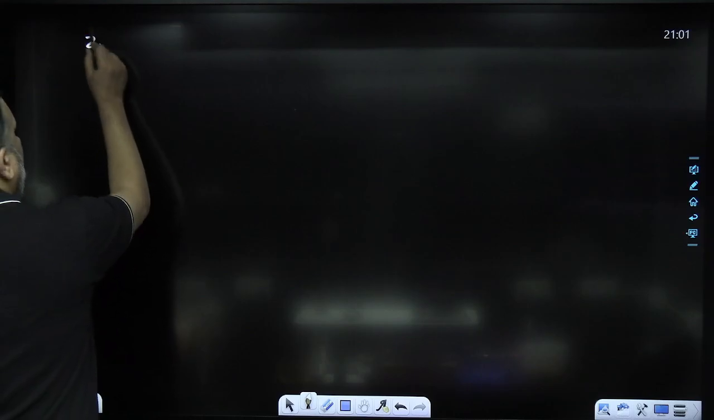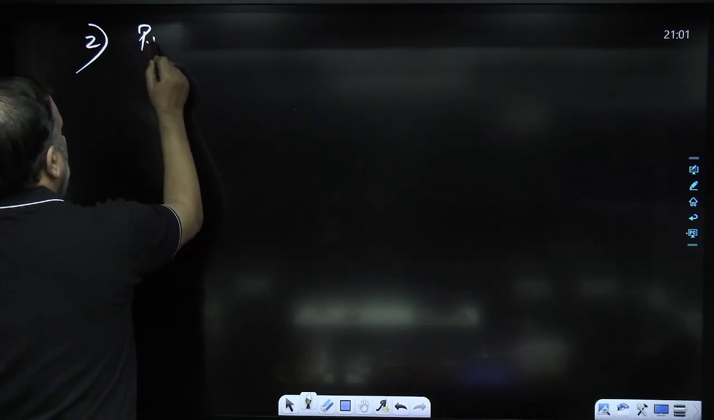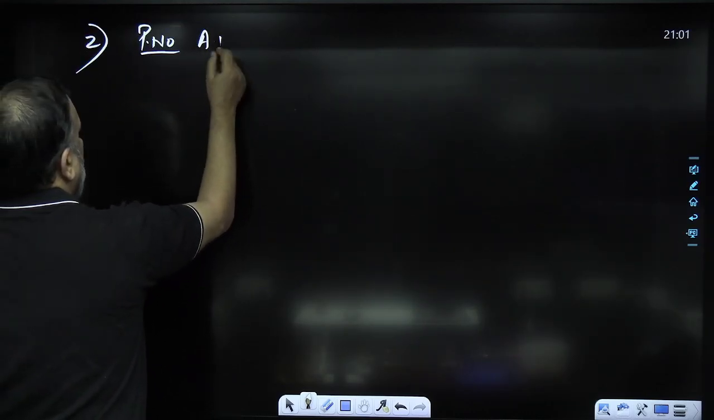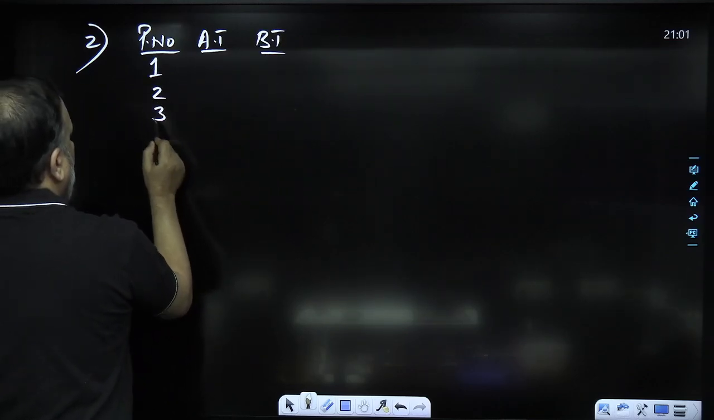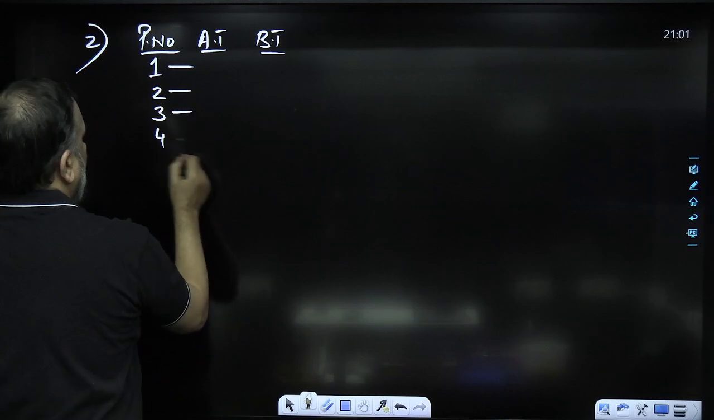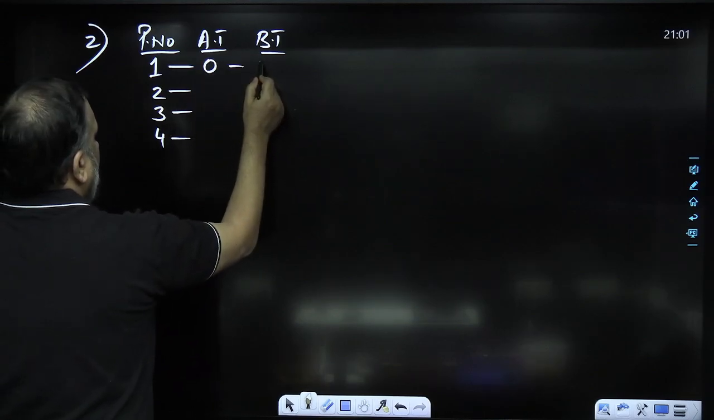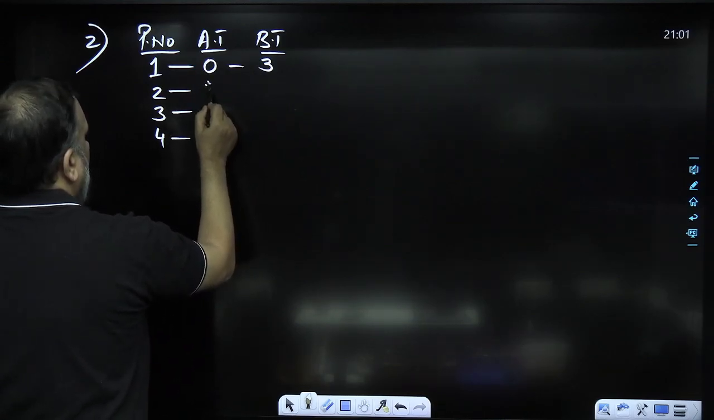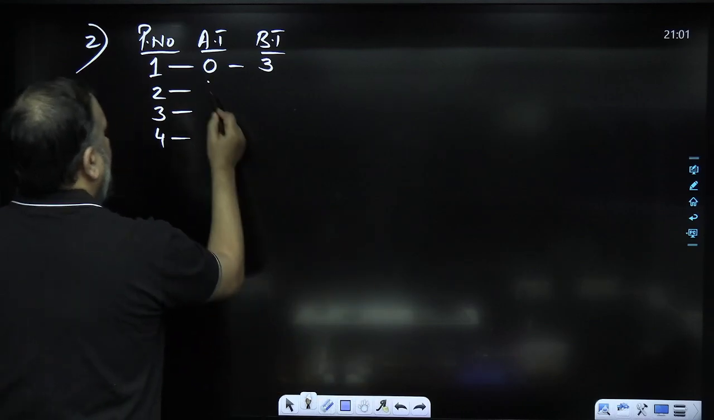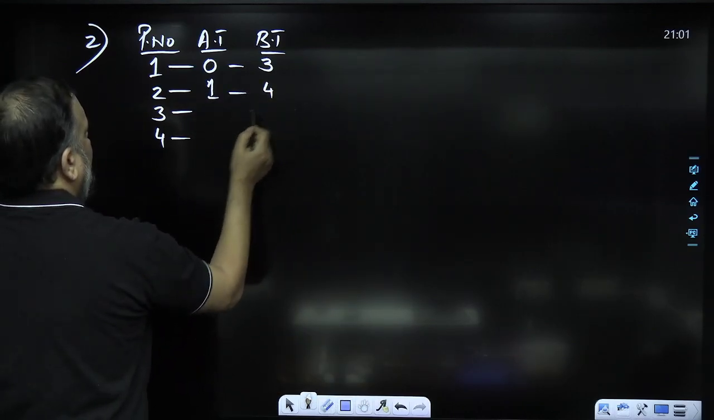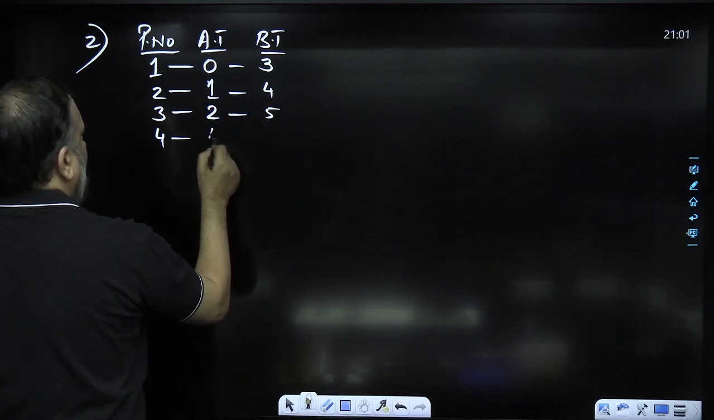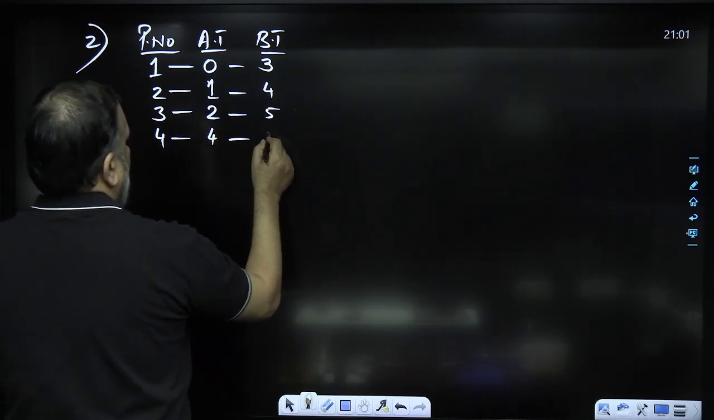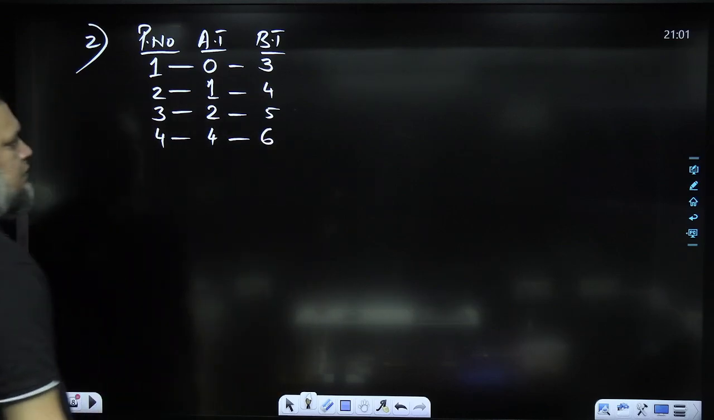We can take some variation where I have assumed different arrival times. For example, I have a data set like process number, arrival time, and burst time. Different arrival times may be given. Again, you can imagine 4 processes. The arrival times are something like this: 0, 3, and then the next to arrive is 1. These 4, and the next to arrive is 2, and these take time 5, and the next to arrive is at time 4, for example, and let's say it takes time 6, something like this.